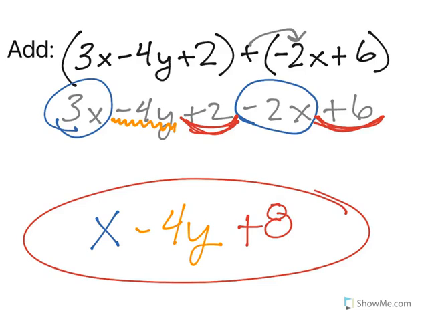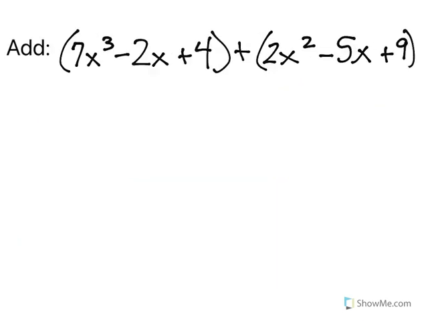You'll notice I circled some like terms. I used squiggly lines. I used kind of a boat or like an underscore parenthesis. You can use color, whatever you want, so that you can have a visual of what like terms go together. And let's do just this one more: 7x cubed minus 2x plus 4 plus 2x squared minus 5x plus 9.